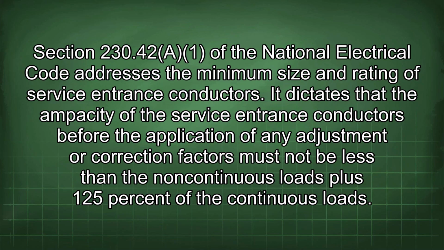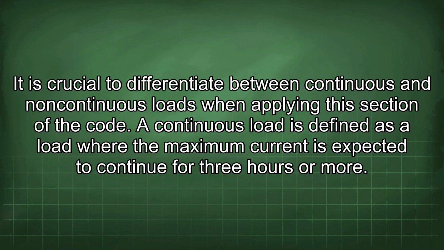230.42a of the National Electrical Code addresses the minimum size and rating of service entrance conductors. It dictates that the ampacity of the service entrance conductors before the application of any adjustment or correction factors must not be less than the non-continuous loads plus 125% of the continuous loads. It is crucial to differentiate between continuous and non-continuous loads when applying this section of the code.